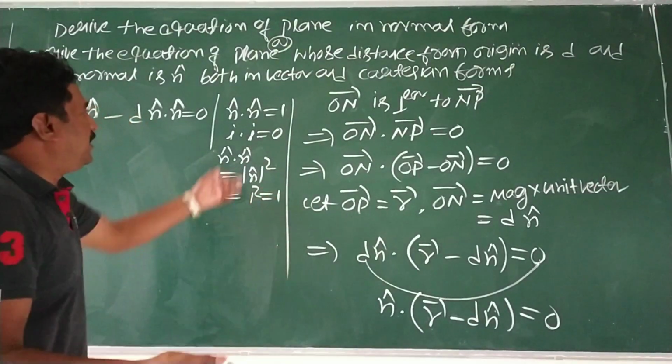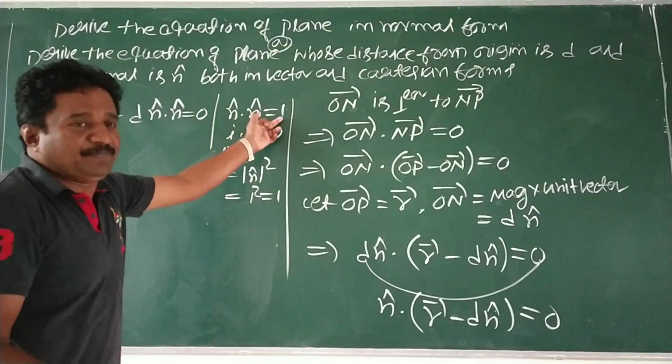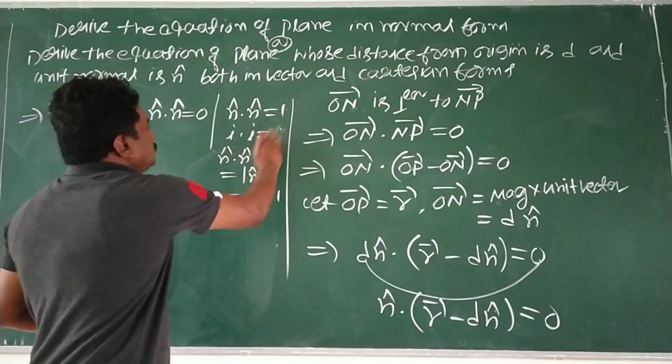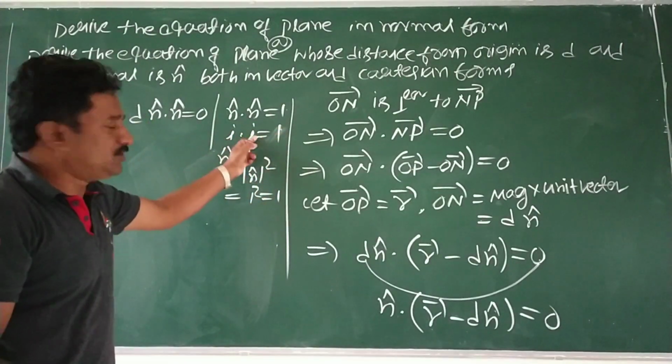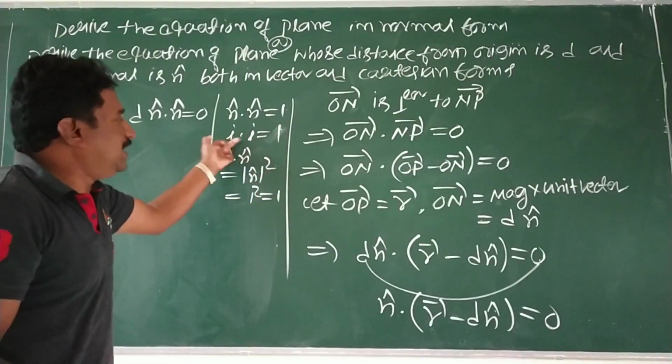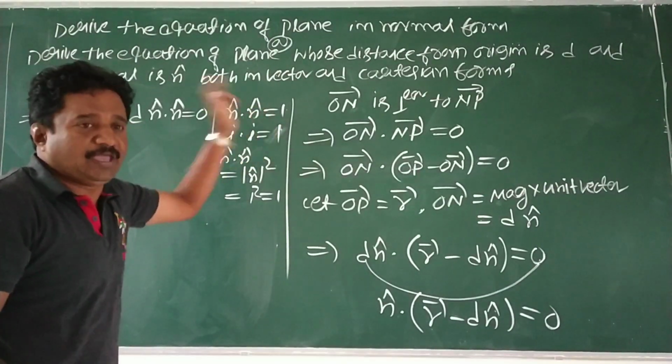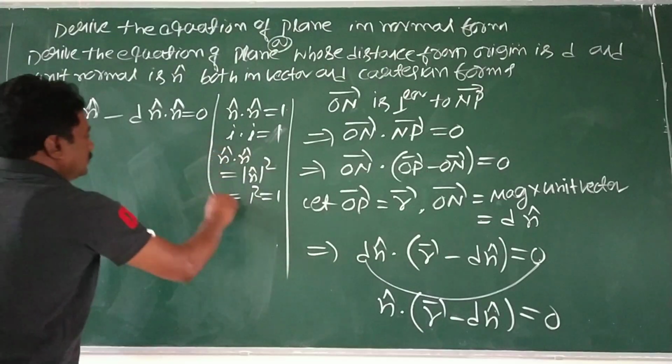Or you remember it like this: n cap dot n cap is 1, unit vector dot unit vector. You know i dot i is equal to 1. Sorry, it's not 0, i dot i is equal to 1. Just like that, since i dot i is 1, n cap dot n cap should be 1. Substitute there.